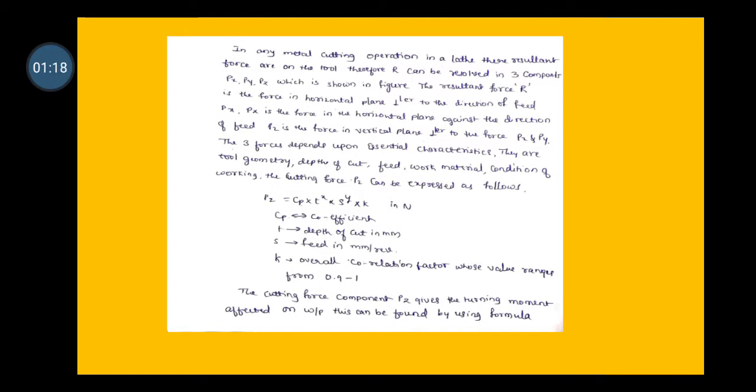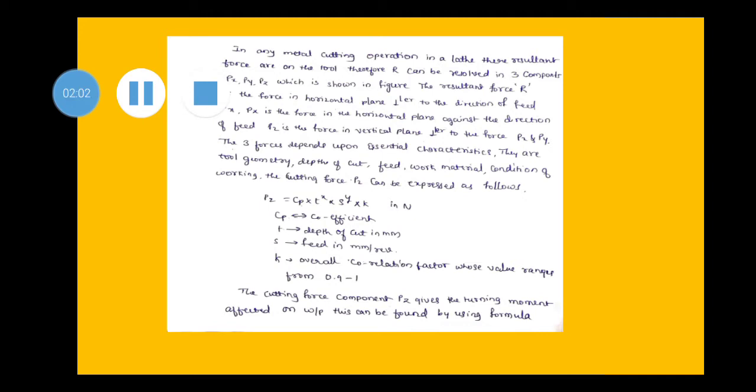The three forces depend upon essential characteristics: tool geometry, depth of cut, feed, work material, and condition of working. The cutting force Pz can be expressed as follows: Pz is equal to Cp into T raised to x into S raised to y into K. Cp is the coefficient, T is the depth of cut in mm, S is the feed in mm per revolution, and K is the overall correction factor whose value ranges from 0.9 to 1.